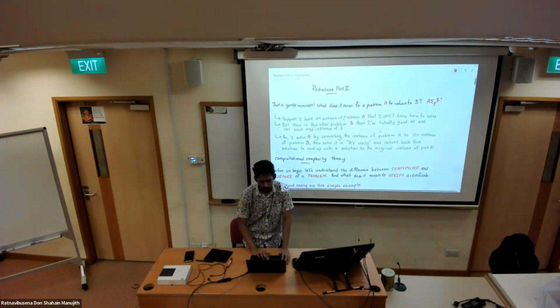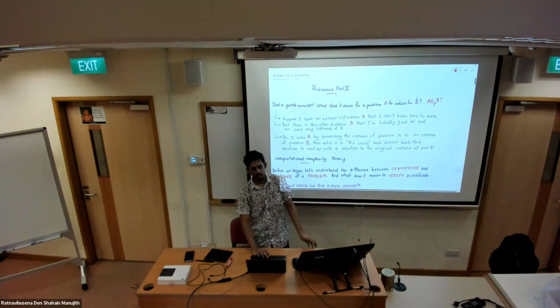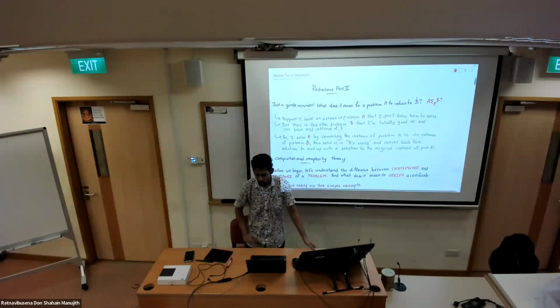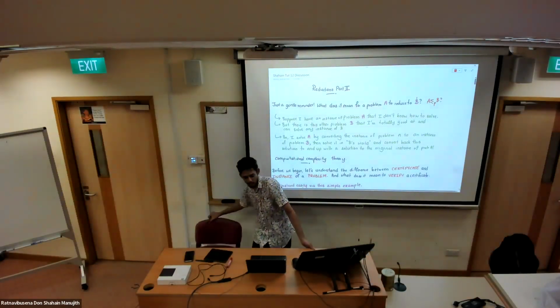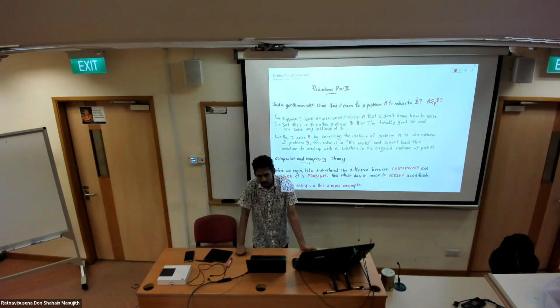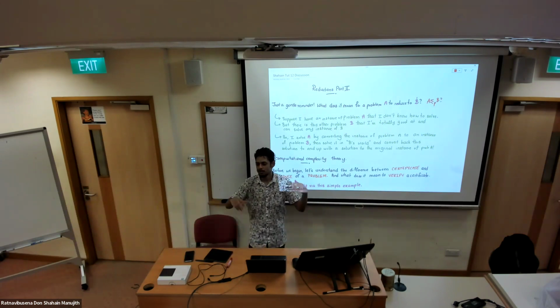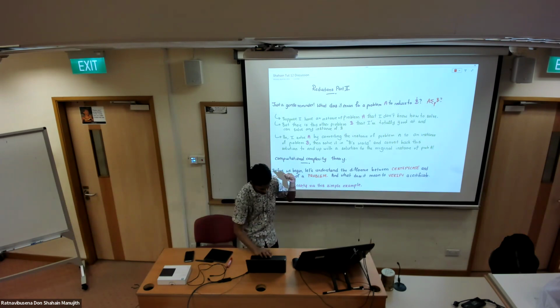Okay. So today we'll be talking about the second part of reductions. Just a general reminder, as always: what does it mean for a problem A to reduce to problem B? You have an instance of problem A, and you have a superpower to solve any instance of problem B. Since you don't know how to solve A, but you know how to solve any problem of B, you convert an instance of A to an equivalent instance of B, solve it in B's world, and bring it back to its world.